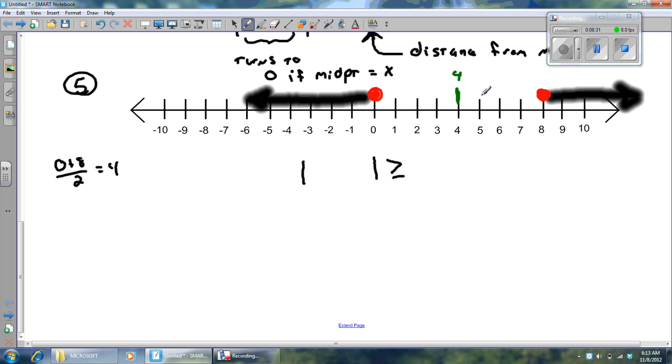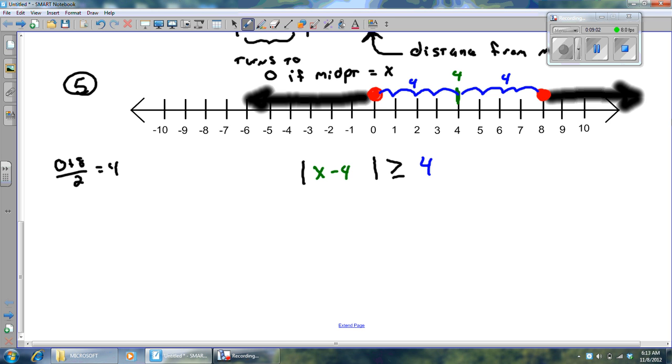Okay, and it looks like in this case that we're 4 spaces away on both sides, right? So I know I'm going to need a 4 here. That's my distance from the middle. And then in the middle, I need an expression that will turn to 0 if x is positive 4, the green 4. Well, x minus 4 would turn to 0, wouldn't it?